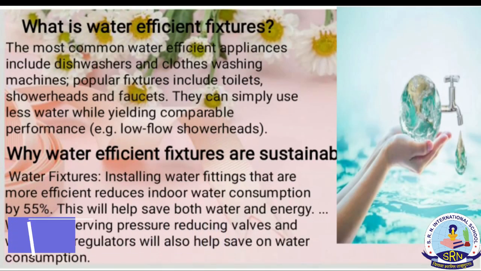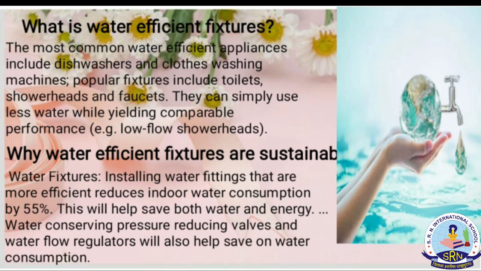What are water efficient fixtures? The most common water efficient appliances include dishwashers and clothes washing machines. Popular fixtures include toilets, shower heads, and faucets. They can simply use less water while yielding comparable performance. An example is low flow shower heads.